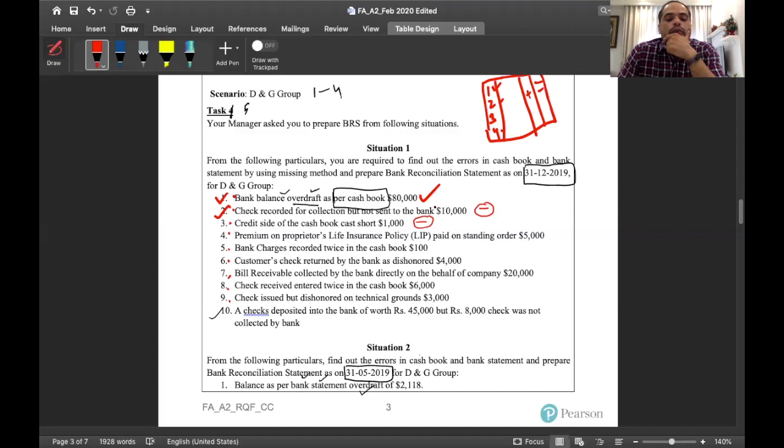Premium on proprietor's life insurance policy paid on standing order. In simple words, you paid for insurance premium $5,000. Positive, negative. Positive. Number four is, in simple words, insurance premium paid, $5,000. Positive or negative?